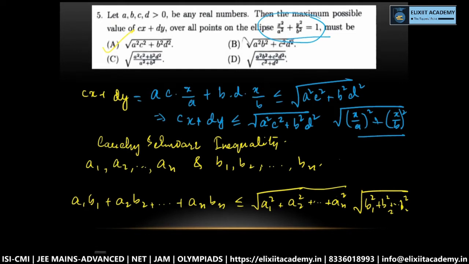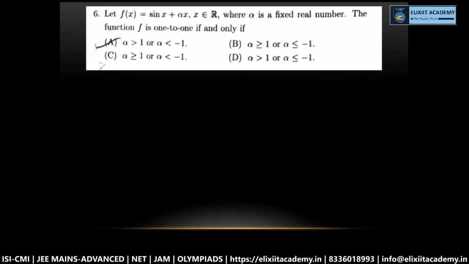Then the next one. Next one is from functions. Consider this to be a question of calculus only, because you all do functions under calculus only. So basically f(x) is sin x plus alpha x, where x belongs to R and alpha is a fixed real number. Then the function f is one-to-one, injective, if and only if alpha is, what are the possible values of alpha? You have to decide from here.